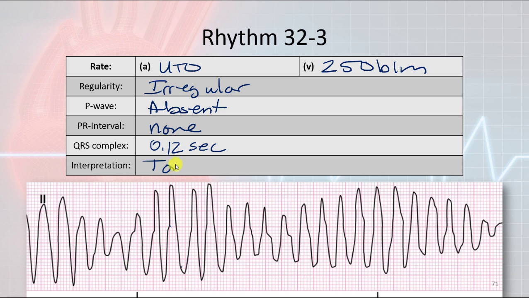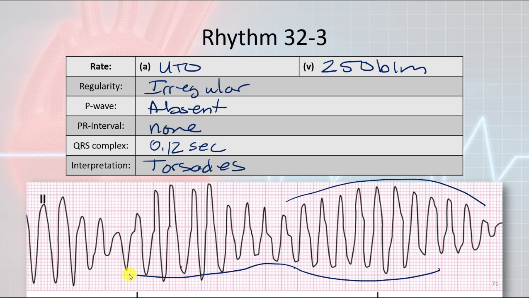Interpretation. Notice the undulating here, the bigger, the smaller, the bigger, the smaller, how you have kind of the bigger one, then it goes the smaller one, just like that. This one's kind of weird because it goes real big, real small, really fast here, but it's still considered a torsades. It's not really easily identifiable of the twisting of points. It looks like we have a little bit over here. There's your points, and then that might be your points up there. Anyway, it's torsades.